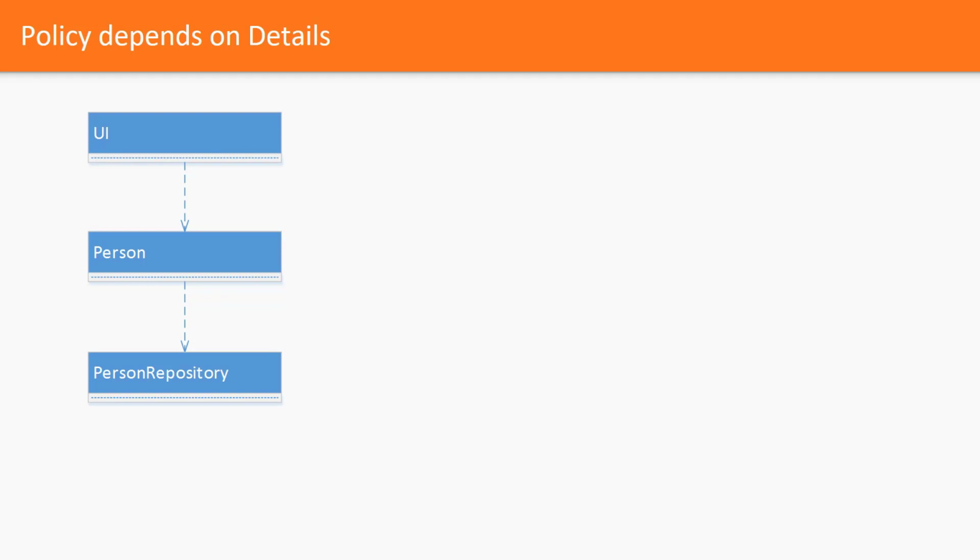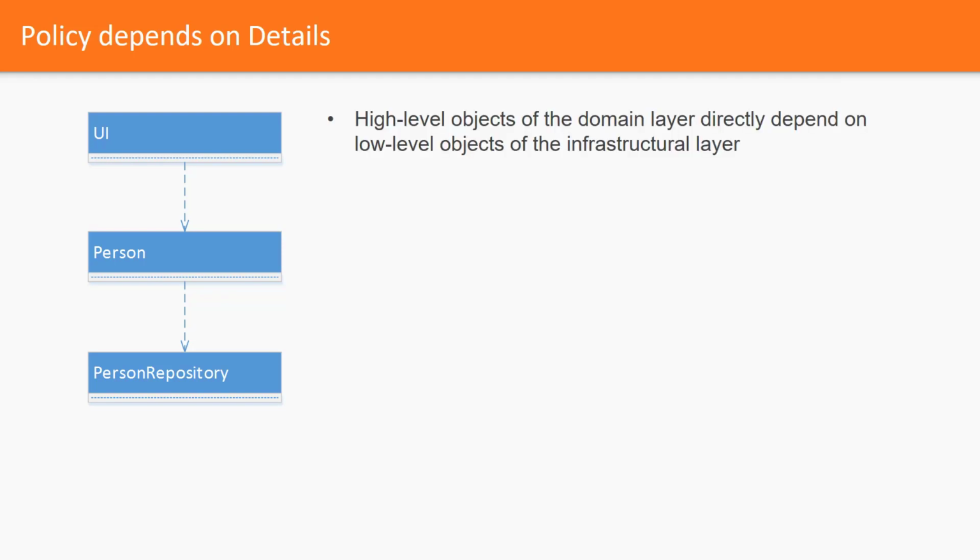What's wrong with the relationships between layers on this diagram? Do you know what it is? The problem is that high-level objects of the domain layer directly depend on low-level objects of the infrastructural layer. The lamp is soldered to the socket like a vise. What would you do if a requirement to change the database management system comes into play? It's hard as hell to replace a dependency if there is a tight coupling between the dependencies.